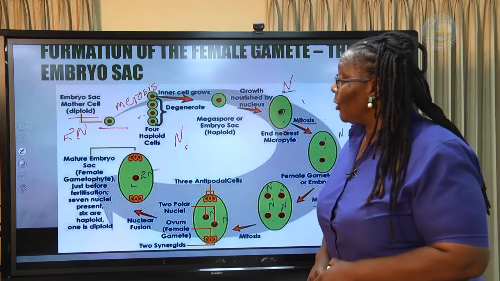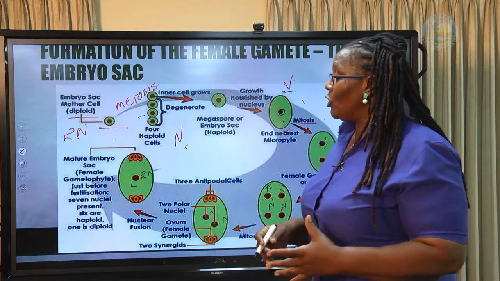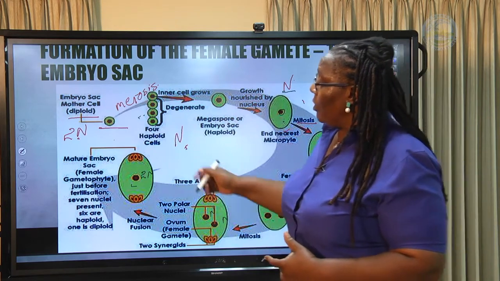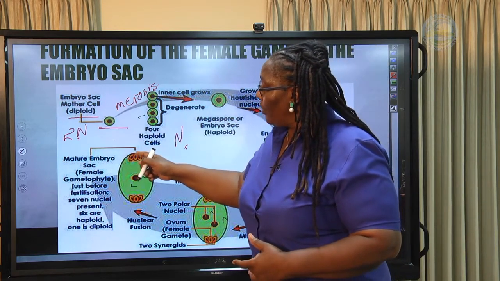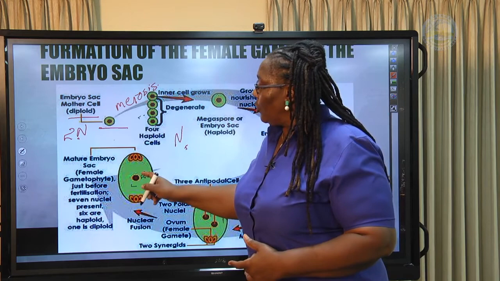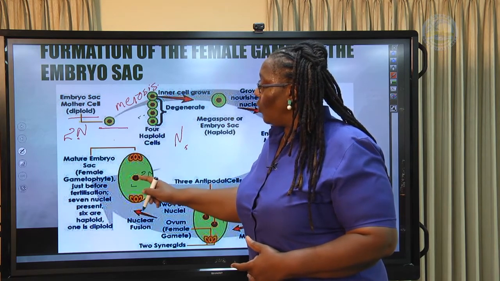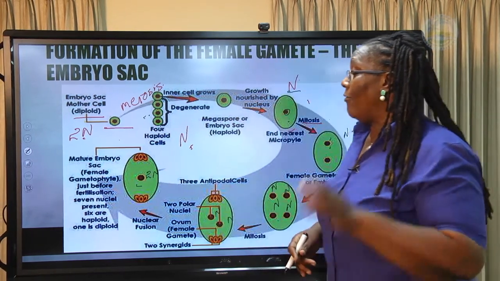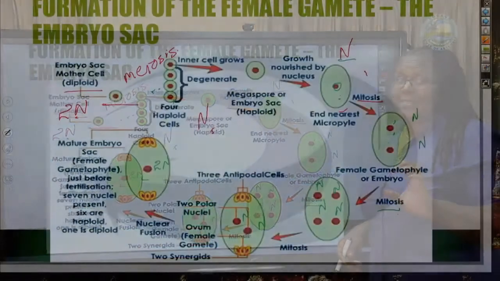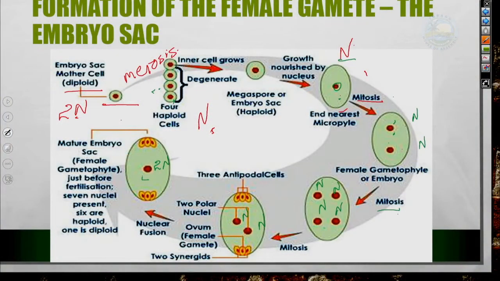So the 8 nuclei are now arranged where you have 3 to the top, 3 to the bottom, and 2 in the middle, but eventually they merge to 1. So eventually you have 7 structures. Again, let me go over it again just for a short while, just so that you can grasp it. So let me erase and go again.